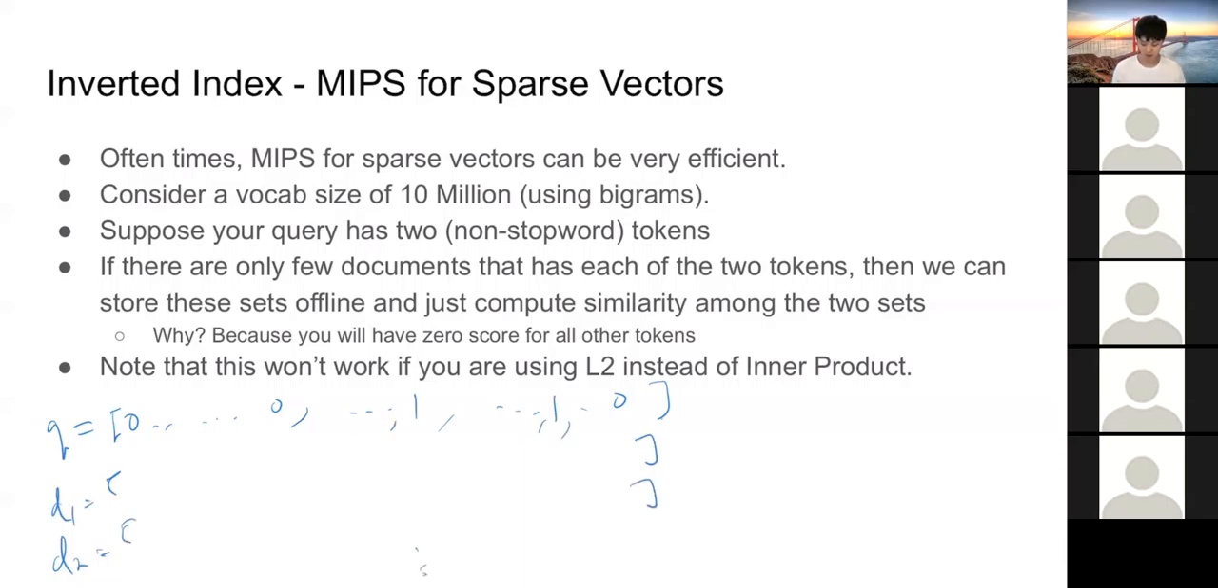Let's say you have a lot of documents, like millions of documents. Then you don't have to search through everything. What you have to search through is only those documents that have this dimension and this dimension non-zero. Right, because other dimensions of Q are zero, so the inner product will be zero anyway, whatever the document score of that is. So you can never get a non-zero score for those documents that don't have ones on these dimensions. Then you can just store documents that have non-zeros in this dimension.